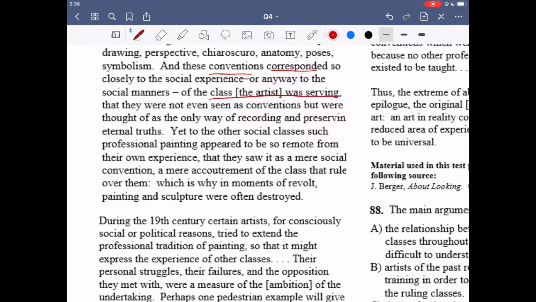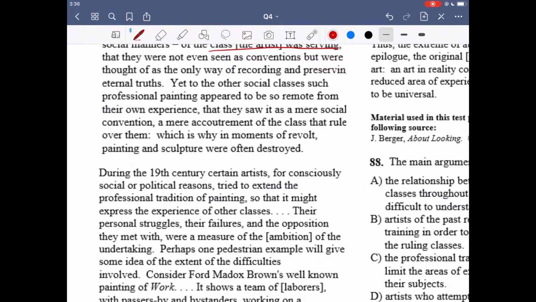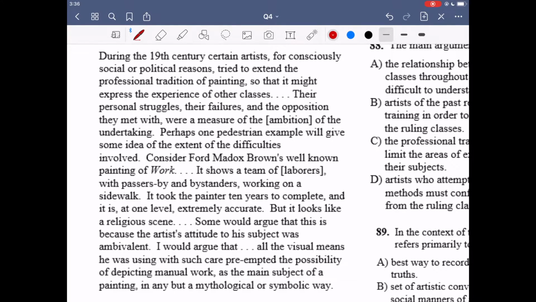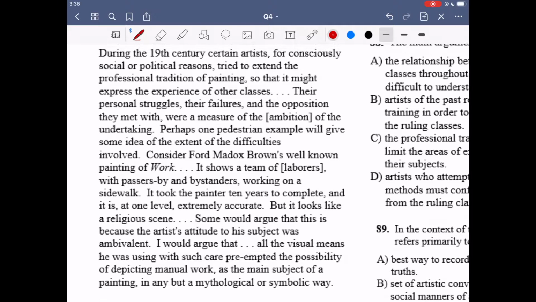So the class that the artist is serving gives him training, and if it's like the upper class, it's going to be training for upper class values, and then the training that an artist receives, that is limiting them in the type of art which they can make. And then there's other stuff in the paragraph, but that's the main takeaway.